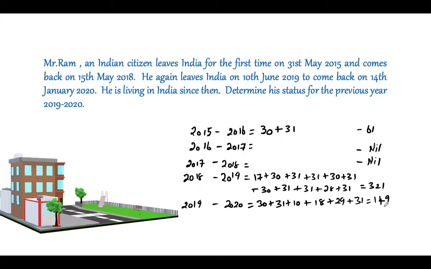Then you can go on checking for the second condition. The second condition says that he should be there for 365 days or more during 4 years preceding the relevant previous year. Take these 4 years starting from 2015-16 to 2018-19. The total of his stay should be more than 365. So it exceeds, it comes to 382. And 60 days or more during the previous year. He was there for 149 days. So the second basic condition is satisfied. So he is a resident.